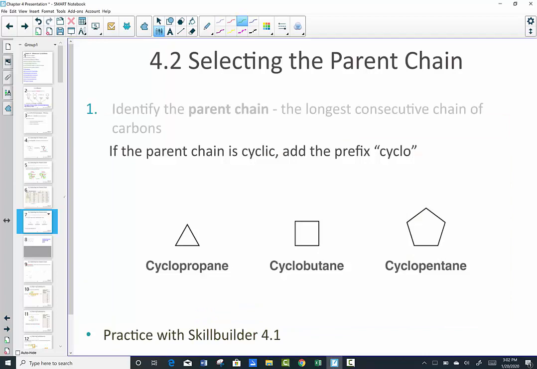So selecting the parent chain, we want to find the longest consecutive chains of carbons. That's going to dictate the parent name based on those prefixes we just went through. If you happen to see a cyclic structure, here's a cyclic structure where all 3 carbons are bound in a cyclic ring, cyclopropane for 3 carbons in a ring. This square represents 4 carbons, cyclobutane, cyclopentane. A 6-membered ring is cyclohexane, and so forth. The prefix cyclo lets us know that the 2 end carbons are connected to one another.